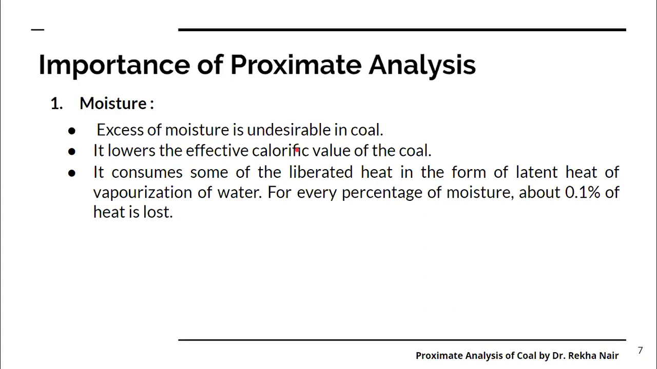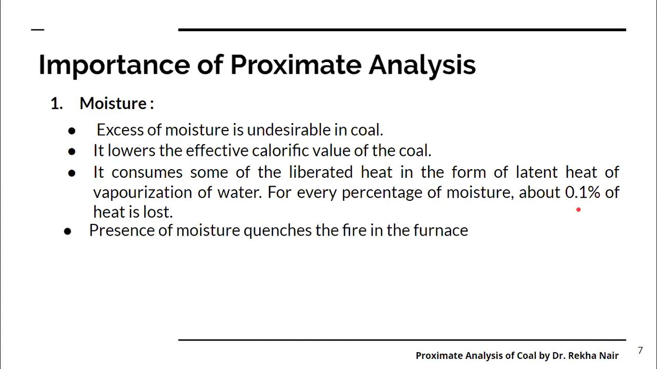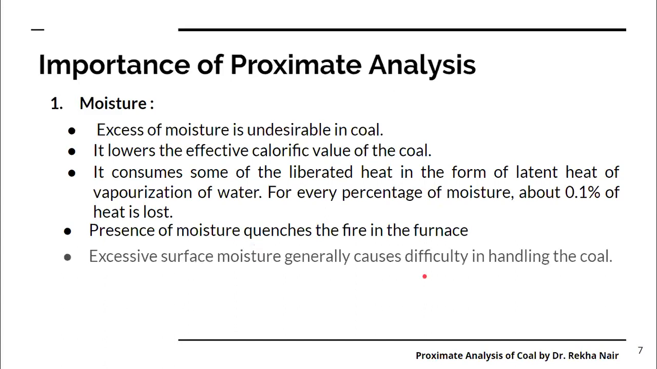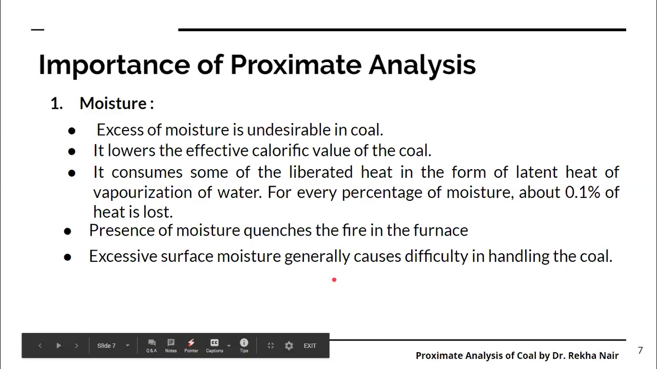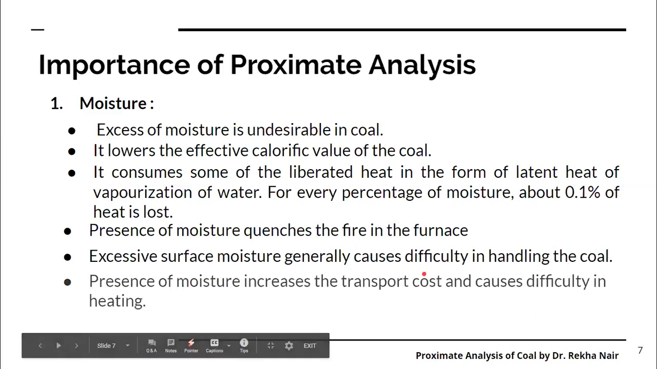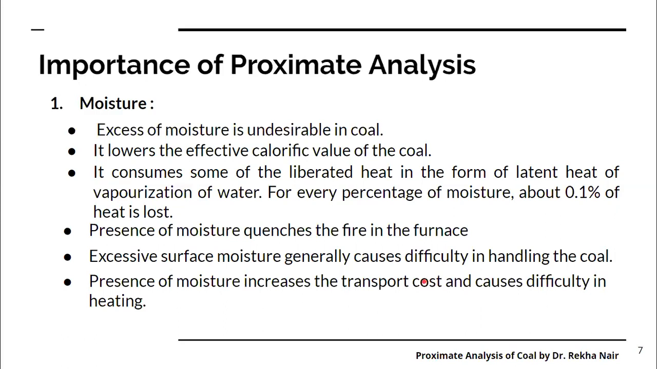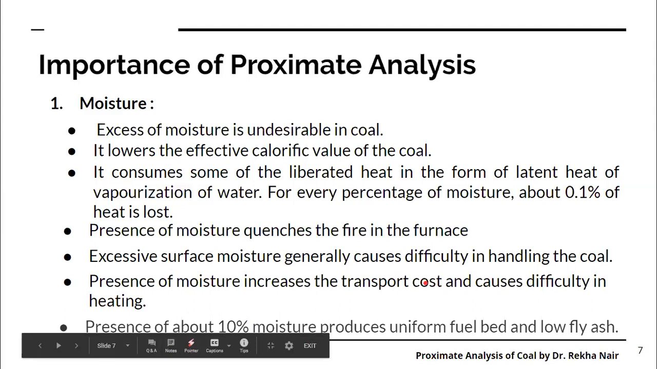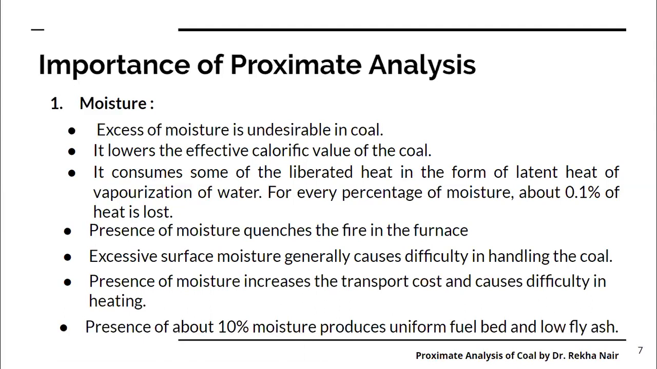It consumes some of the liberated heat in the form of latent heat of vaporization of water. For every percentage of moisture, about 0.1% of heat is lost. Again, it is saying that the percentage moisture should be lower for a better coal. Presence of moisture even quenches a fire, that is, cools a fire in the furnace. Excessive surface moisture generally causes difficulty in the handling of coal, increases the transport cost, and even causes difficulty in the heating process. Anyway, presence of about 10% moisture produces a uniform fuel bed and low fly ash.